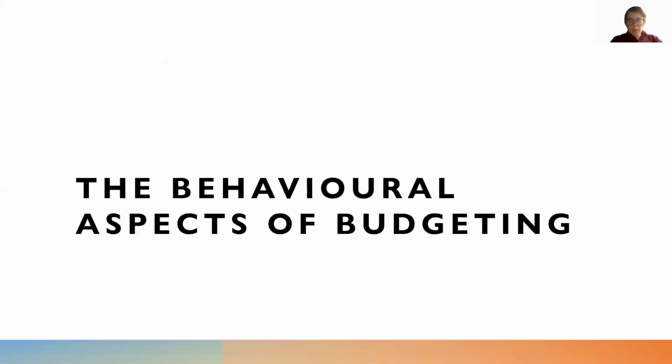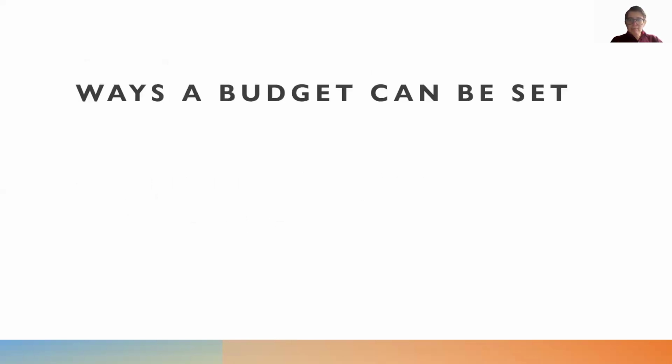Behavioural aspects of budgeting then. How can a budget be set? Well, there are two ways that we can do this primarily. We can either use top down or we can use bottom up.